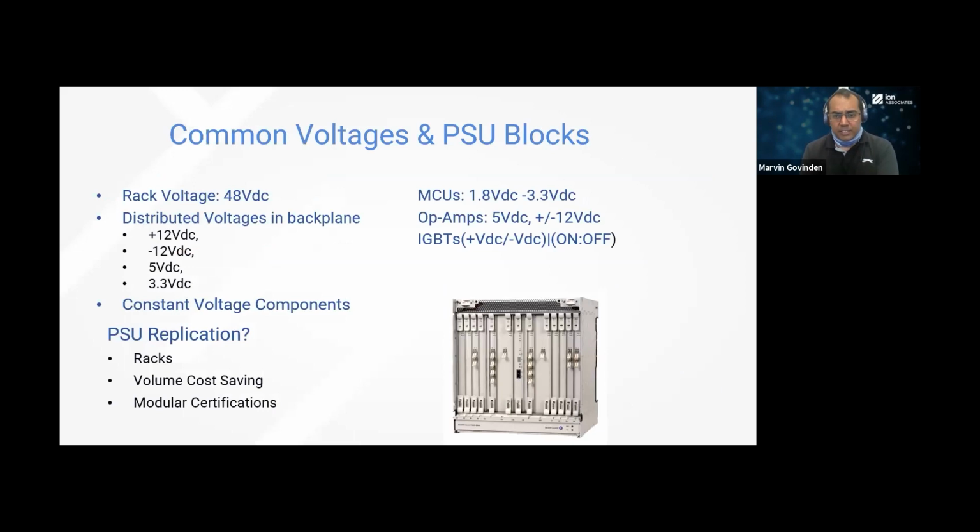So this is an example here. You can see an image of a rack, and you can have distributed voltages in the backplane. You have PSU replication over the different boards. You have cost savings in terms of volume because you're using the same types of bricks and point of loads. And depending on what components you have on each board, you may see various voltages. It could be 1.8 volts to 3.3 volts for your MCUs, op amps running at 5 volts or plus or minus 12 volts. You may have IGBTs, you may have other things going on there. So you can select the bricks you need, add those onto one board, and distribute it across the rack.